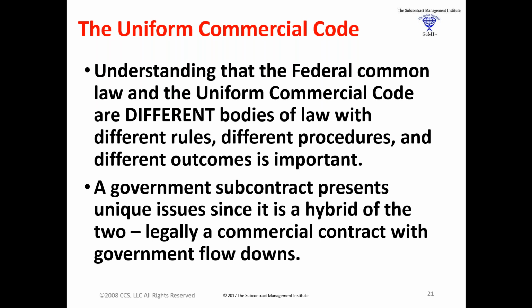So what is this body of state law that's out there? It's called the Uniform Commercial Code, UCC for short. And these are different bodies of law with different rules, procedures, and outcomes, as I just explained. Now, a government subcontract is unique even amidst this because it is a hybrid in this sense. Legally, it is a commercial contract. However, under the UCC, the parties can agree to most any terms and conditions they want. And all of the federal flow-downs are those other terms and conditions the parties can agree to.